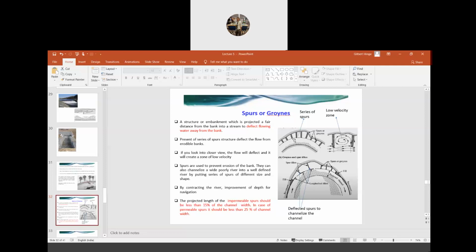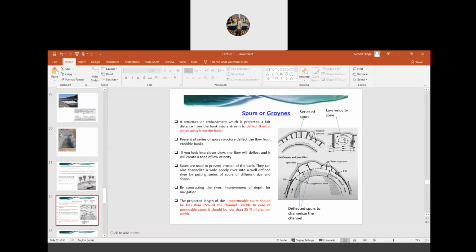If you look clearly, if you zoom in between two spurs here, you see there is a region of low velocity because the water is being deflected. So this area between two spurs will be a low velocity zone. Because of this low velocity zone, deposition will take place and which will prevent the bank from being eroded. So the main function of these spurs is to deflect the water to prevent the bank from erosion.